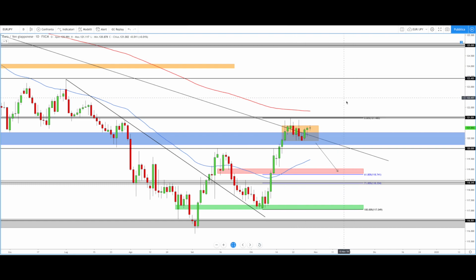Euro Japanese yen, we talk about this pair because yesterday I shared with you a free analysis on the free Telegram channel. I hope you find some value in this analysis, and we are on the daily time frame.